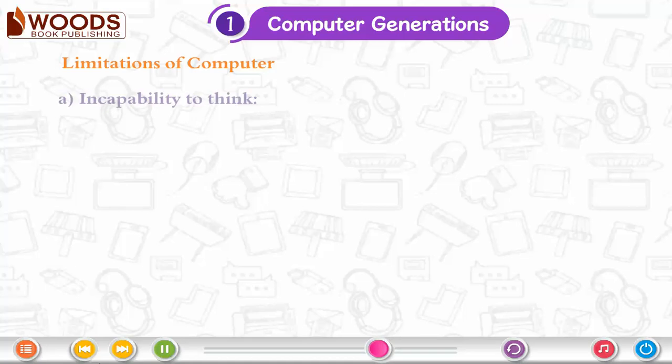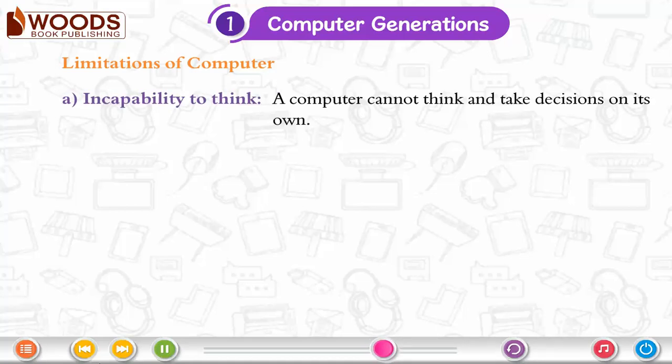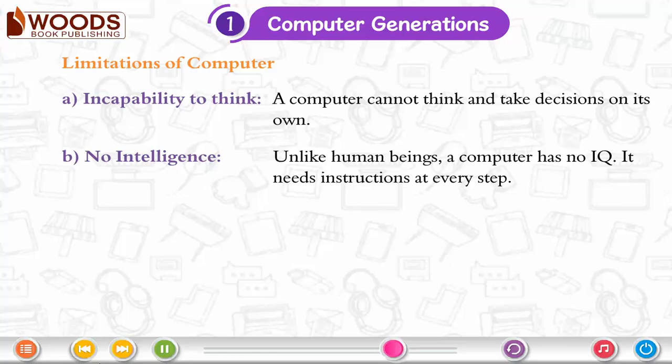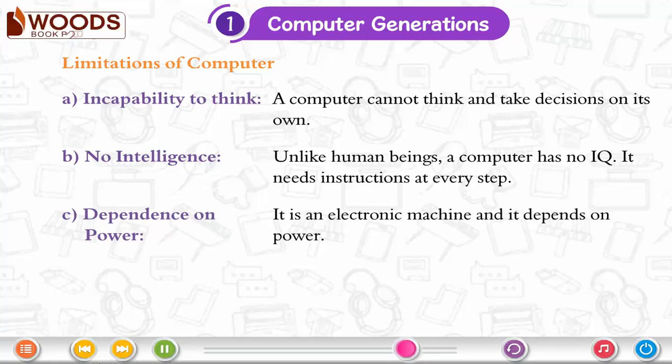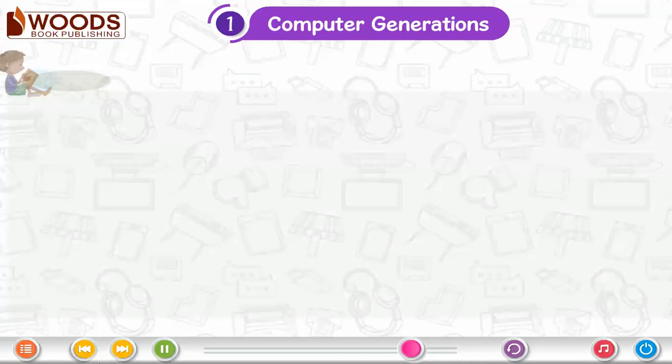Limitations of computer. A. Incapability to think. A computer cannot think and take decisions on its own. B. No intelligence. Unlike human beings, a computer has no IQ. It needs instructions at every step. C. Dependence on power. It is an electronic machine and it depends on power.